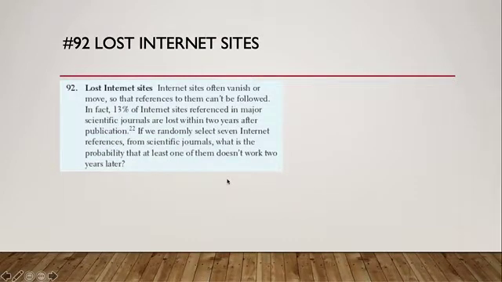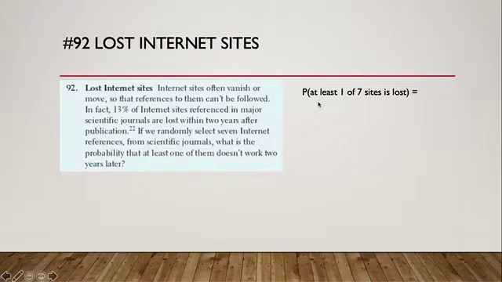Let's try it again. So, lost internet sites: 13% of internet sites referenced in major scientific journals are lost within 2 years of publication. No problem. So what's the probability that at least one of them, if we have selected 7, doesn't work 2 years later?